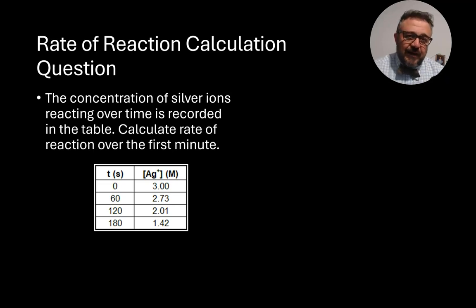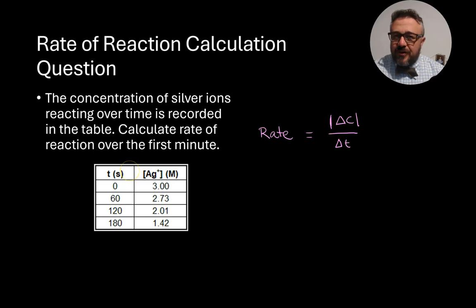So let's have a quick look at how we do a calculation. Here we have the concentration of silver ions reacting over time. We're measuring the concentration down here, and we have our time. So let's have a look at how we would do this. We would look at this for the first minute, for example, which is quite a long period of time, to be honest, but we'll go with that.